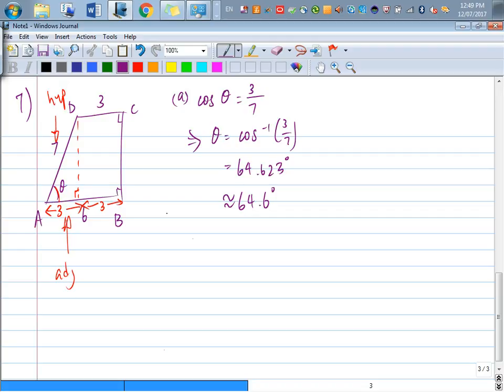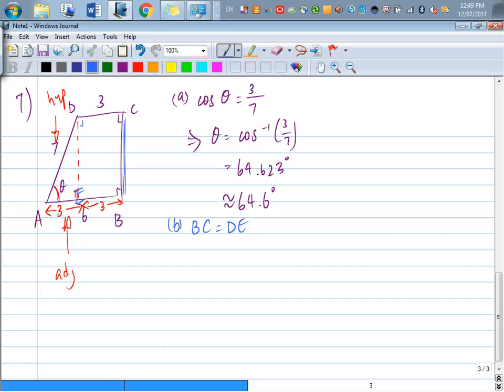Then in part B, we want the length of BC over here. The length of BC. Since these are all 90 degrees, the length of BC will be the same as the length of D dropped down to this point. For convenience, let us call this point E. So, the length of BC is equal to the length of DE. BC equals to DE. We are going to use the same right angle triangle.